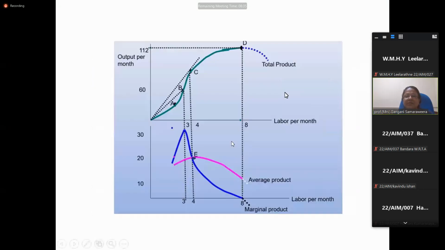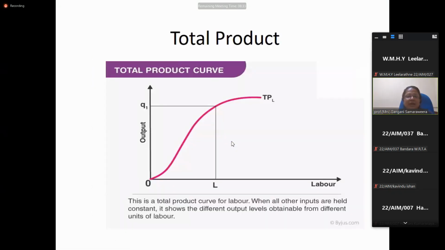Again, this will disconnect. Please join again, okay?